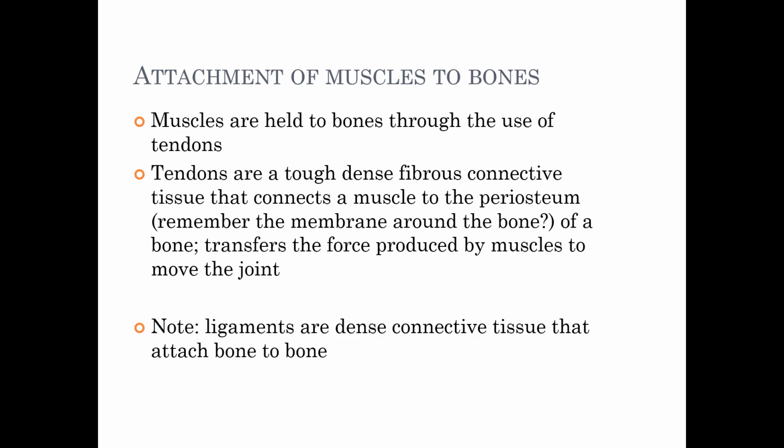Okay, so muscles are held to bones through tendons. Tendons are dense fibrous connective tissue. Again, this is continuous with the periosteum around a bone, and also continuous with the connective tissue layer that surrounds and is within muscles, that we're going to talk about next week. They transfer the force produced by the muscle's contraction and cause the joint to move. So remember that tendons connect muscles to bone. Ligaments are dense connective tissue that attach bone to bone.